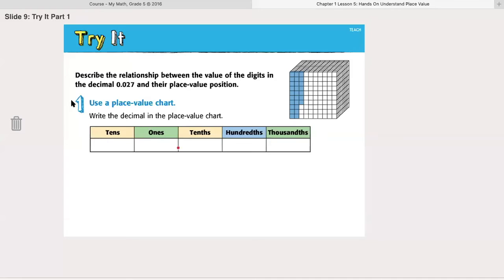Try it. Describe the relationship between the value of the digits in the decimal 0.027 and their place value position. Number 1, use the place value chart. Write the decimal in the place value chart. Now, while looking at the model, I can see that this is a thousandths cube, that it's not just hundredths in front, but it goes 10 deep back. So the 27 squares that are shaded are 27 thousandths. Therefore, the decimal should have 27 in the thousandths position, the last digit in the thousandths position, and the zeros come before.